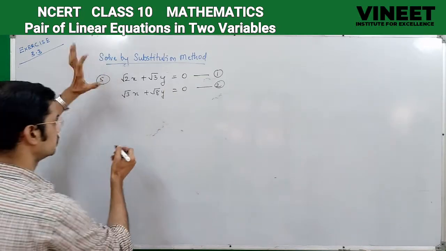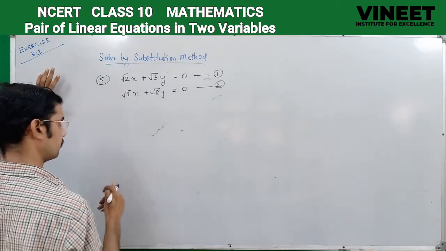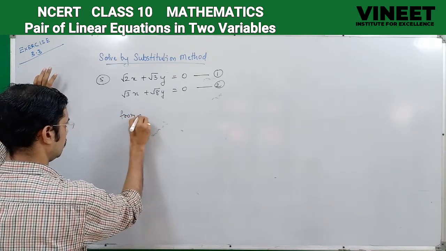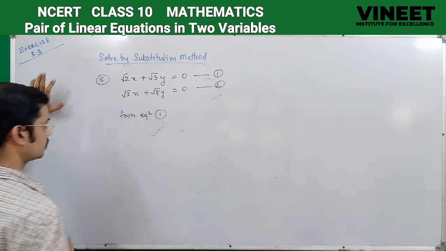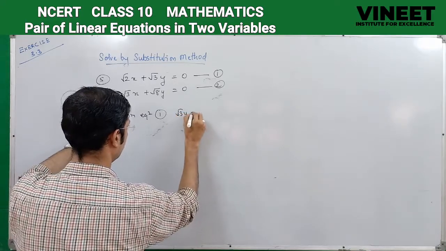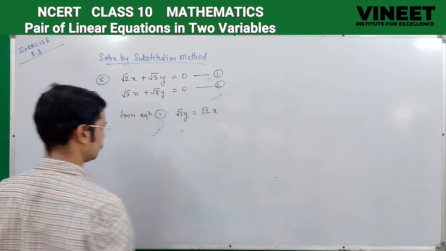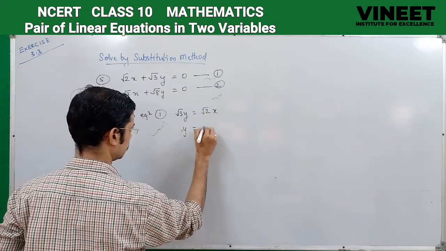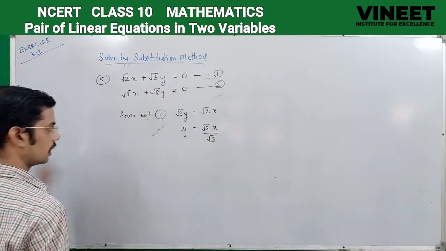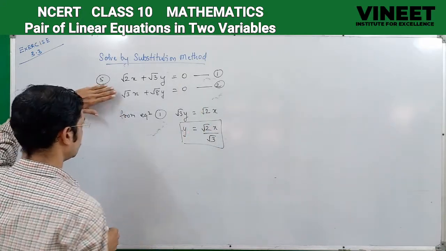Now let us consider the first equation and convert it into y equal to something of x form. From equation 1, what we get is root 3y equal to root 2x. So y can be expressed as root 2x by root 3. Now this is what we are going to substitute into the second equation.